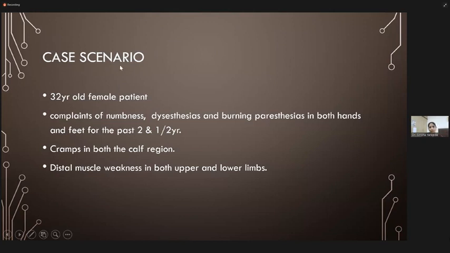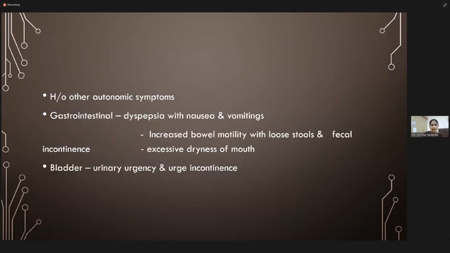Next, I would like to go through one case scenario. This is a 32-year-old female. She had complaints of numbness, dysesthesia, and burning paresthesia in both hands and feet of 2.5 years duration. She had cramps in the calf region and distal muscle weakness in both the upper and the lower limbs. She had a lot of autonomic symptoms, like gastrointestinal: early satiety, nausea, vomiting, frequent loose stools, fecal incontinence and excessive dryness of mouth. And bladder also, she had neurogenic bladder. So she had autonomic symptoms as well as a length-dependent neuropathy and severe pain.